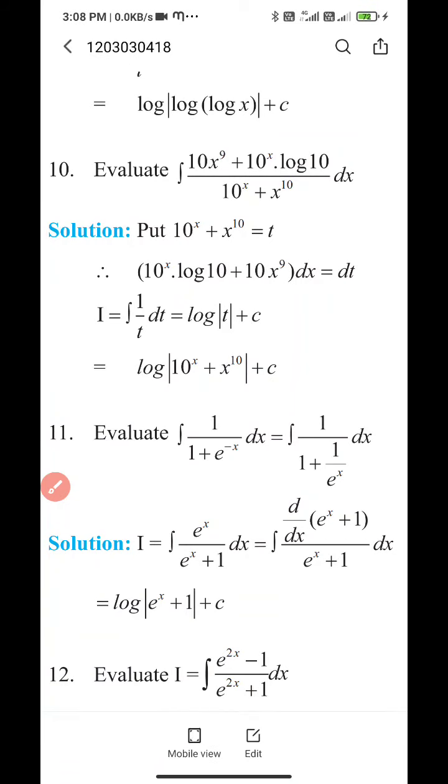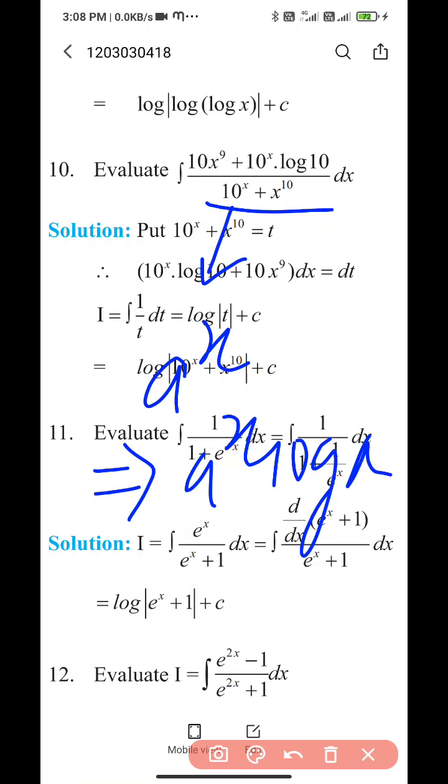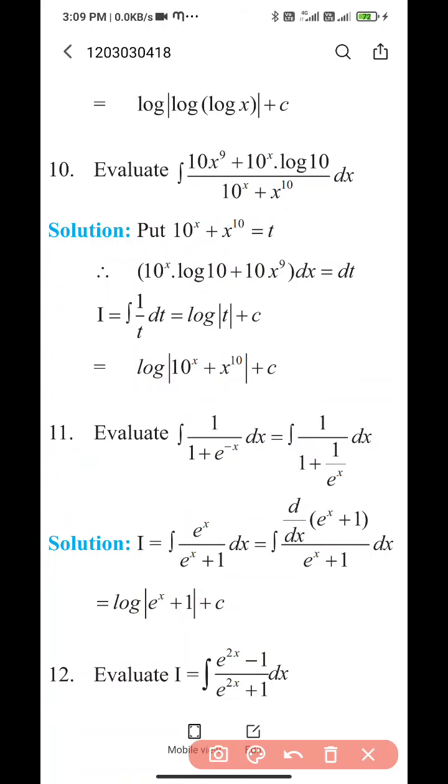Okay, let's go for the fourth one. By looking at this problem itself, you can see 10 raised to x का differentiation क्या होता है? It's like a raised to x, और उसका differentiation होता है a raised to x log a, और x raised to 10 is like x raised to n, right? तो उसका differentiation होगा n x raised to n minus 1. ठीक है, तो x raised to 10 का होगा 10 x raised to 9, और 10 raised to x का होगा 10 raised to x into log 10.